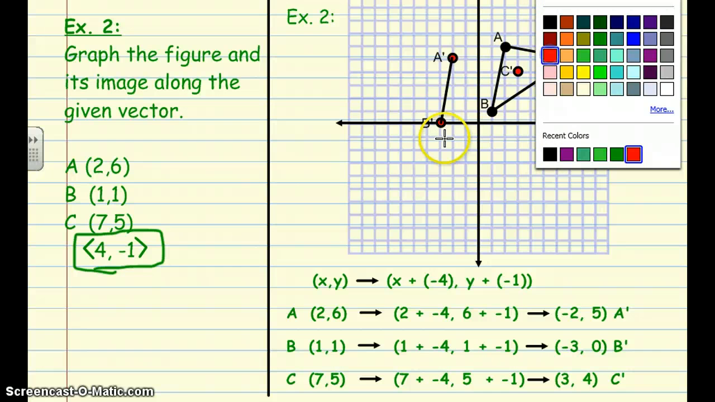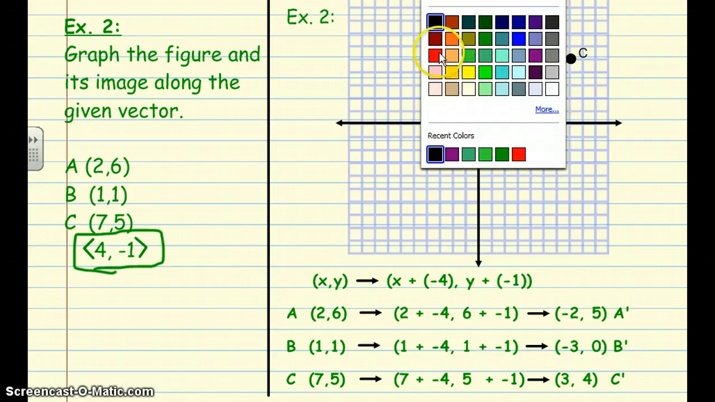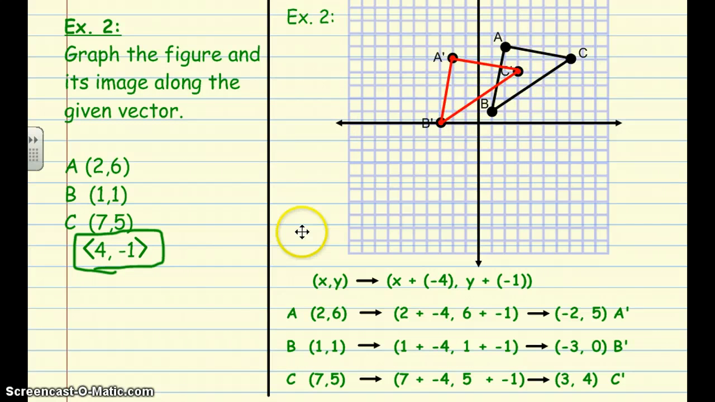Oops, I should make that red before I drew it. Change that one to red. And there you have it. So we've translated both a figure on a plain piece of paper as well as an image on a coordinate grid. Best of luck to you.